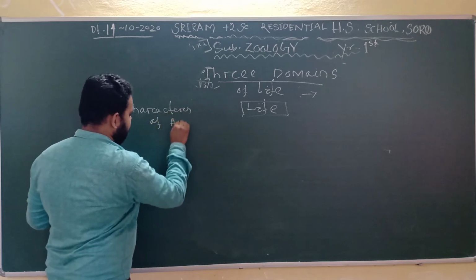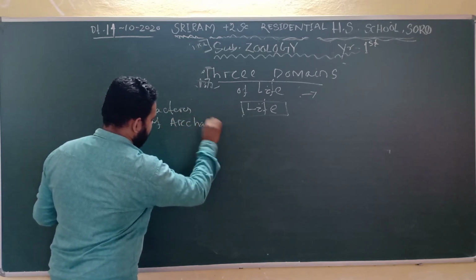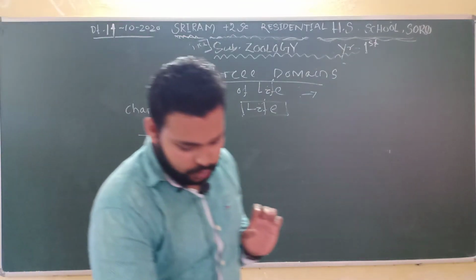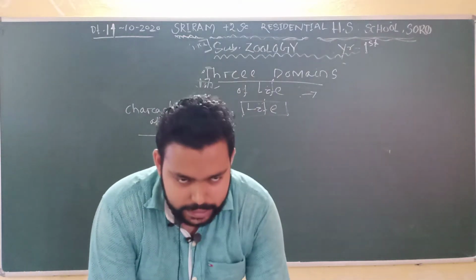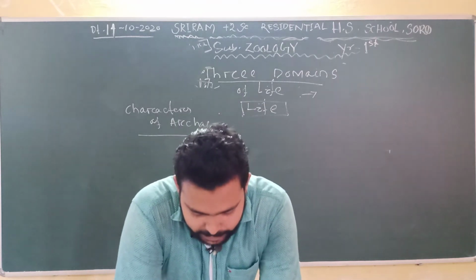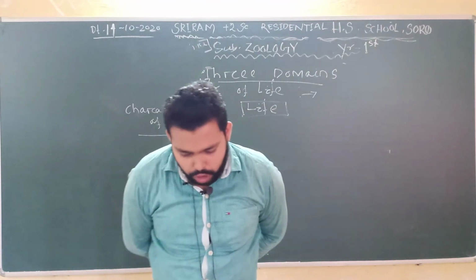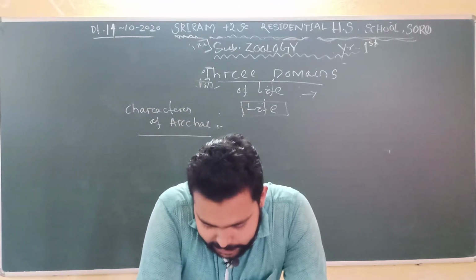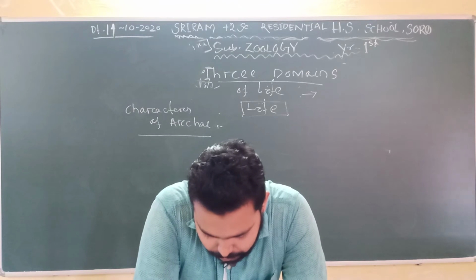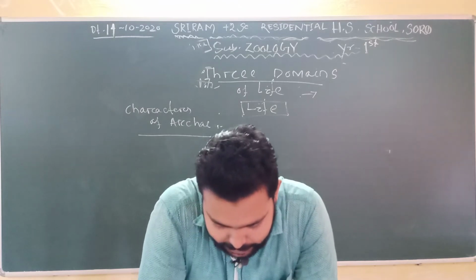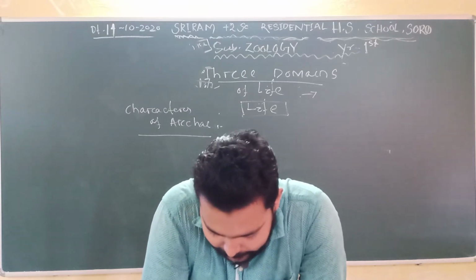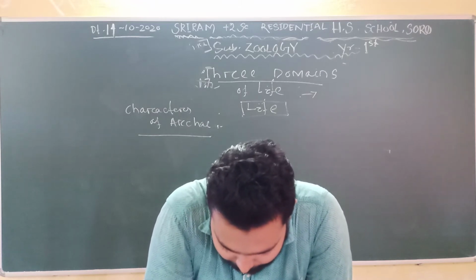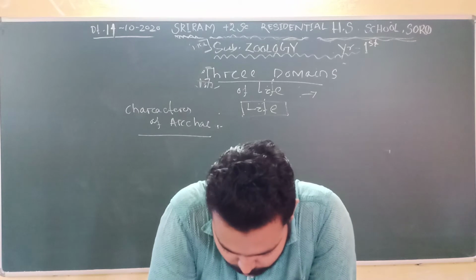Characters of archae. What is the characters of the archae? If I consider the characters of the archae or domain archae, mainly these are the prokaryotic, have the monolayer core of lipids in their cell membrane, distinct nucleotide, 16S RNA, and it has only one kingdom known as the archaebacteria. And these primitive prokaryotes live in extreme environments. Example is the halophiles, thermoacidophiles.